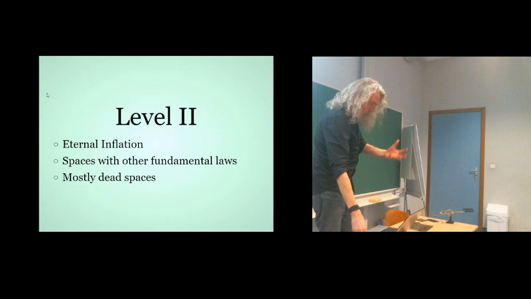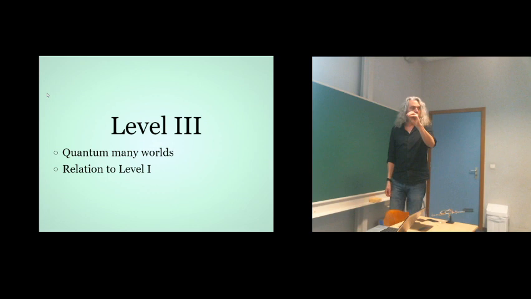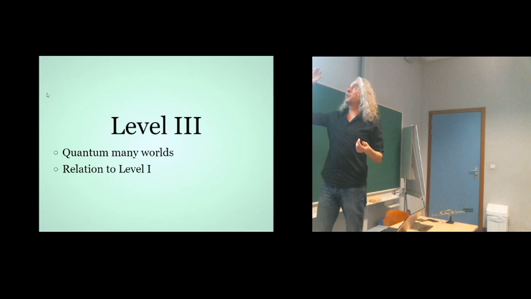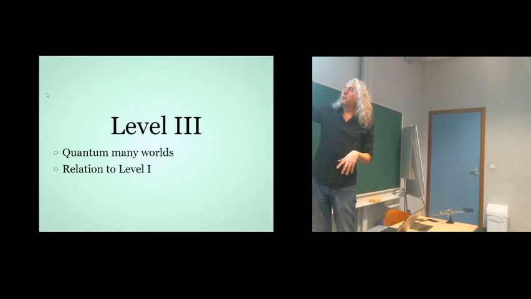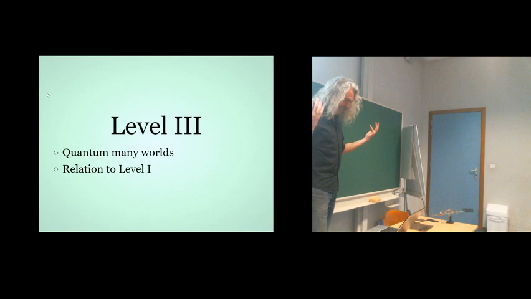Then we have the level 3 multiverse, the quantum multiverse that Everett started. That's what Tegmark calls his level 3. But we discussed this already. He also sees a relation to level 1. He says that the level 1 multiverse is equivalent to the level 3, and I read the chapter four times and still don't understand. Maybe I have to read it once more. I still don't see it.